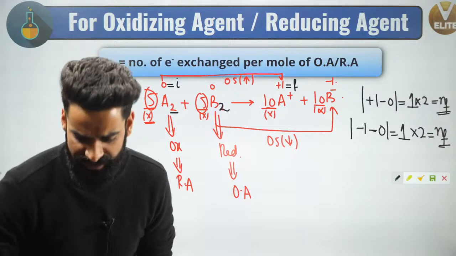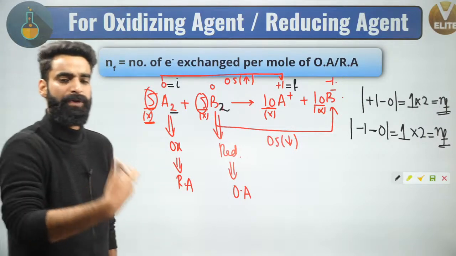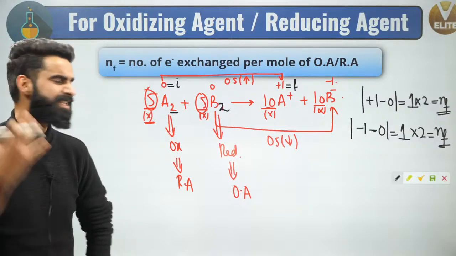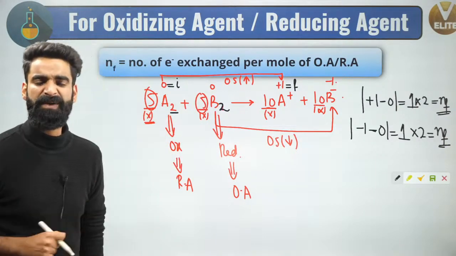People, if you get to know the n factors of different substances, you can easily calculate their equivalent masses. How will you do that? Simply by dividing their molar masses by their respective n factors.